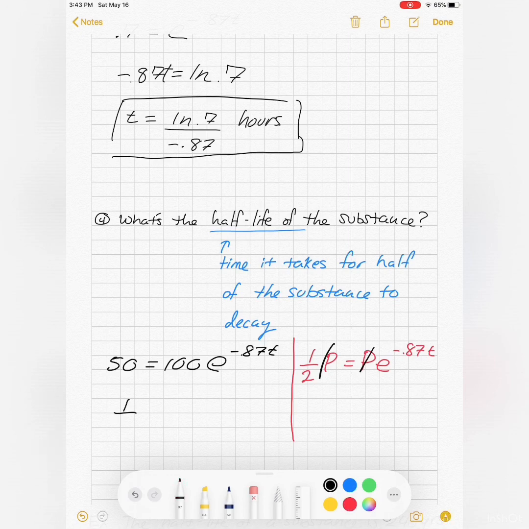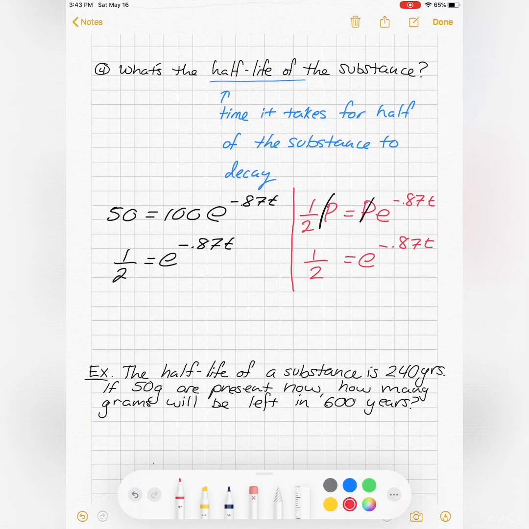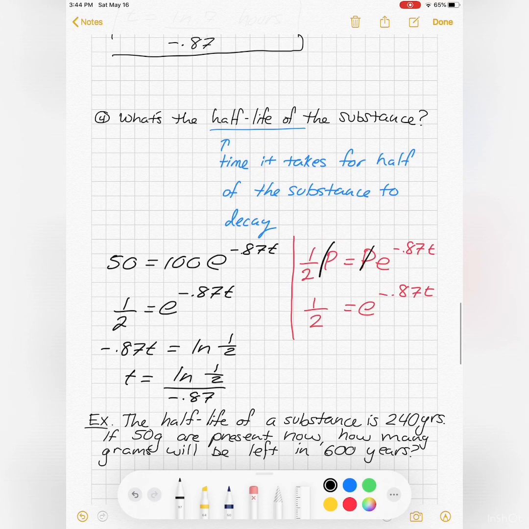Okay, so I divide by 100, so I have a half equals e to the negative 0.87t. Same thing over here, right? This would be a half is e to the negative 0.87t. Okay, so I don't actually need to know the initial amount. Change to log form. Okay, and then my time units, what was that, hours? And again, this is a positive value of t, because ln of a half is actually a negative number. Okay.